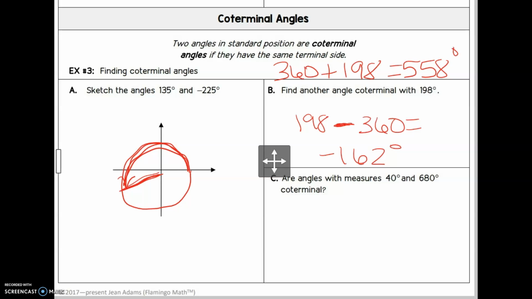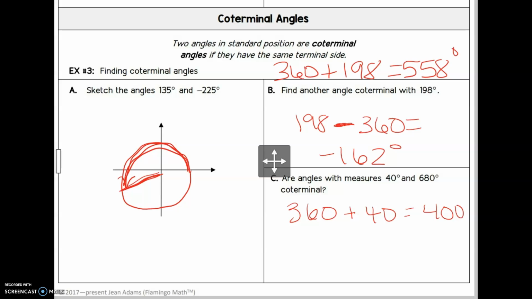All right, let's look at part C. We want to know, are angles with measures 40 and 680 coterminal? Well, we can figure that out. Let's do 360 plus 40, right? What is 360 plus 40? Well, hopefully you're saying 400.